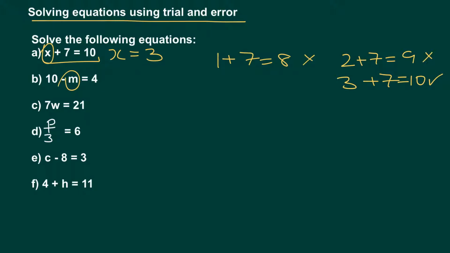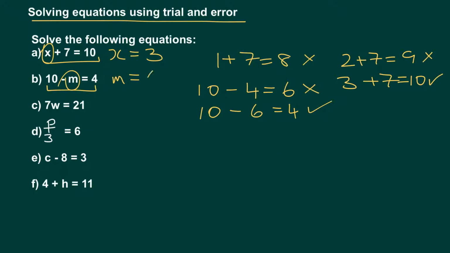So let's have a look at B. It says 10 minus m is equal to 4. Again, m is just an arbitrary number. So let's think of what number, when we take it away from 10, will give us the number 4. 10 minus 4 gives us 6, so that obviously doesn't work. 10 minus 6 gives us 4, which does work. So we're just working our way through in a trial and error method, finding numbers that will satisfy this equation. So in this case, m has to be equal to the number 6.